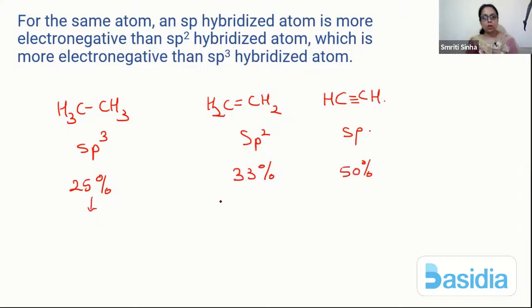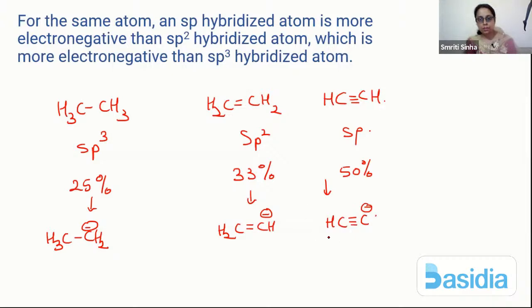Now if you draw their conjugate bases, they will form. Now this conjugate base is more stable than the other.